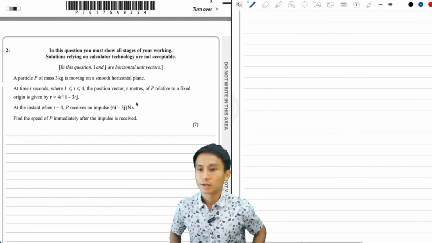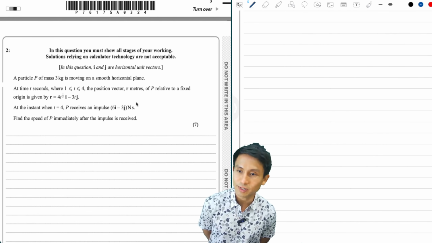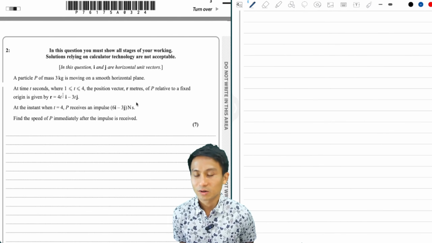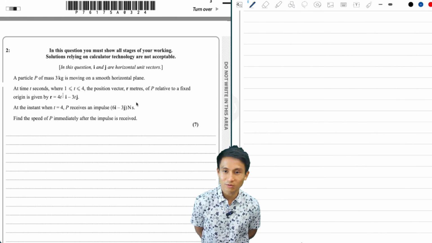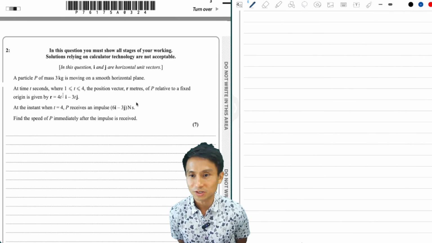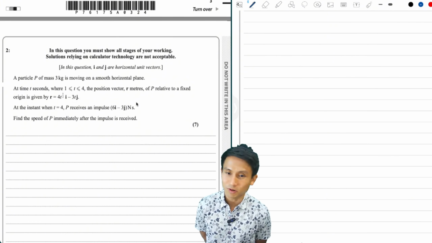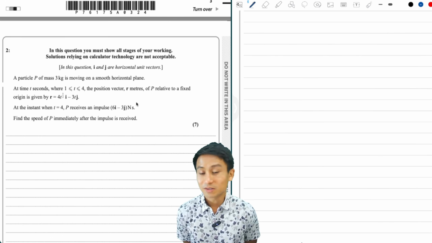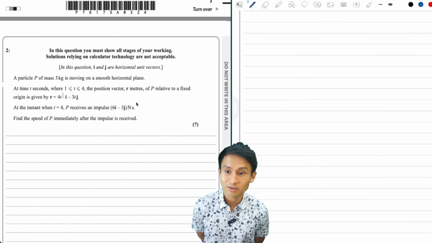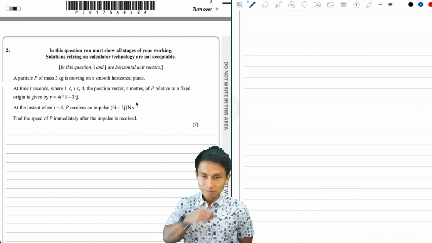Just going to do it here. A particle P of mass 3 kilograms is moving on a smooth horizontal plane at time t seconds where 1 less than or equal to t less than or equal to 4. The position vector r meters of P relative to a fixed origin is given by that. At the instant when t equals 4, P receives an impulse 6i minus 3j Newton second. Find the speed of P immediately after the impulse is received, right?